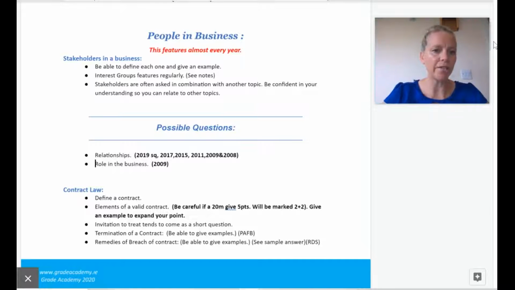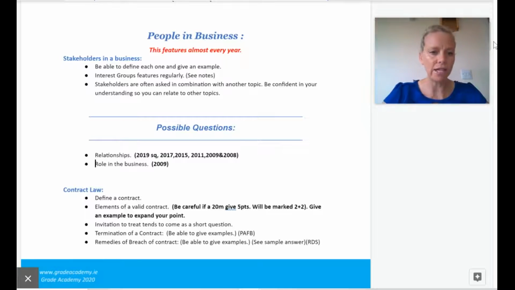The first topic we have there is stakeholders in the business. I've said be able to define each one and be able to give examples. So what are our stakeholders in the business? Your employers, your employees, your investors, your suppliers. Make sure you know all of them. Make sure you can give a definition of each one, and most importantly, be able to give an example.